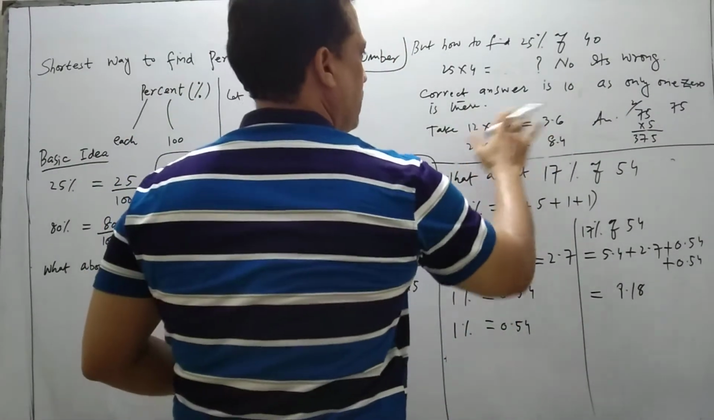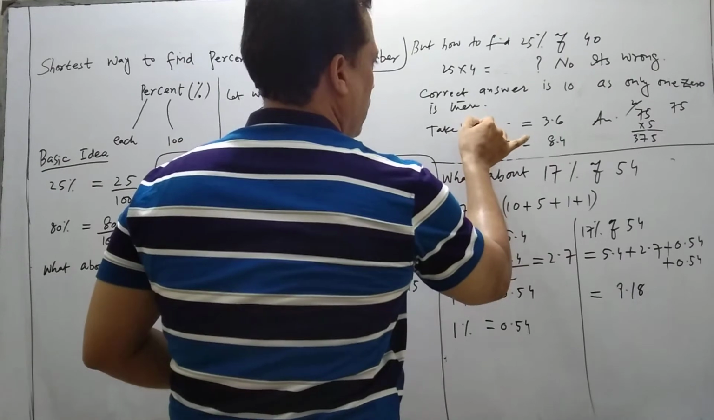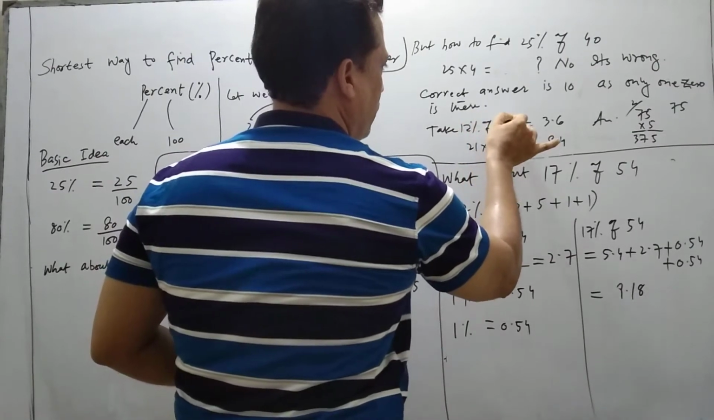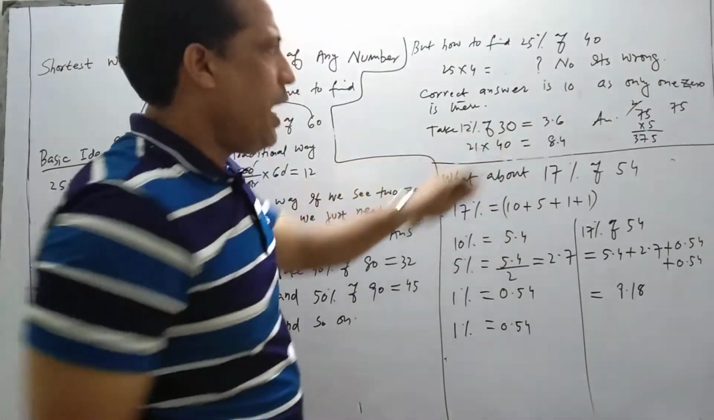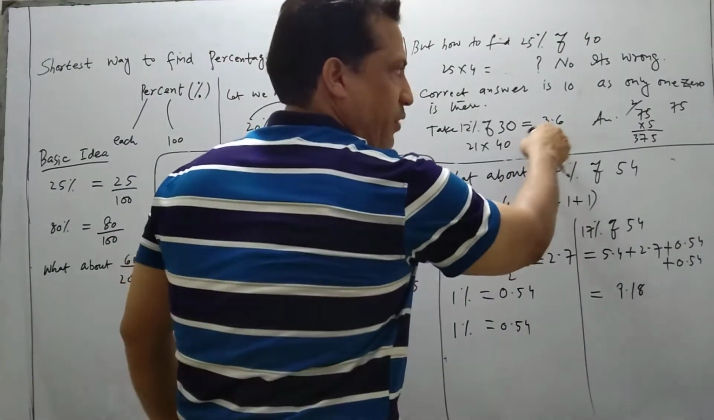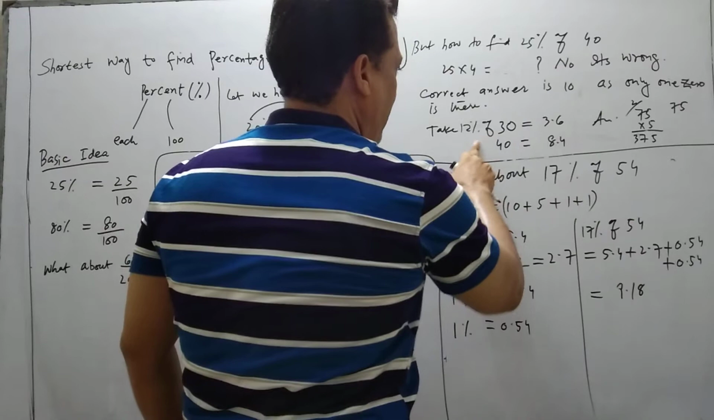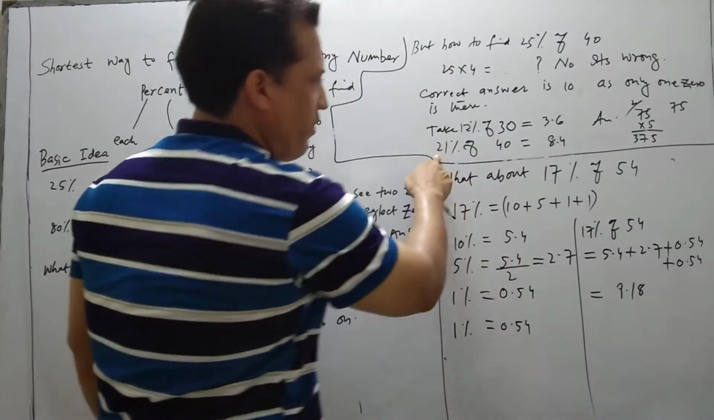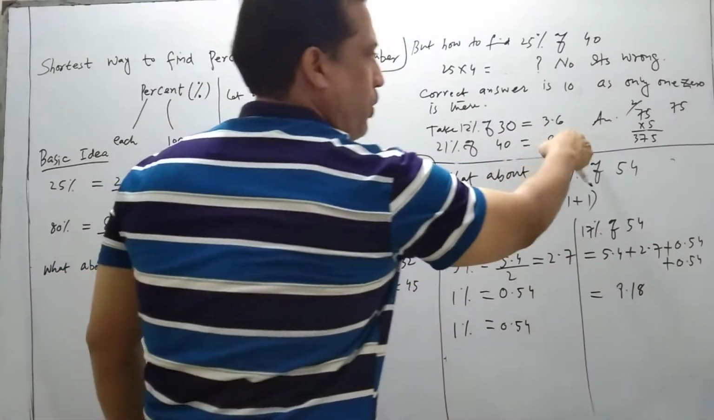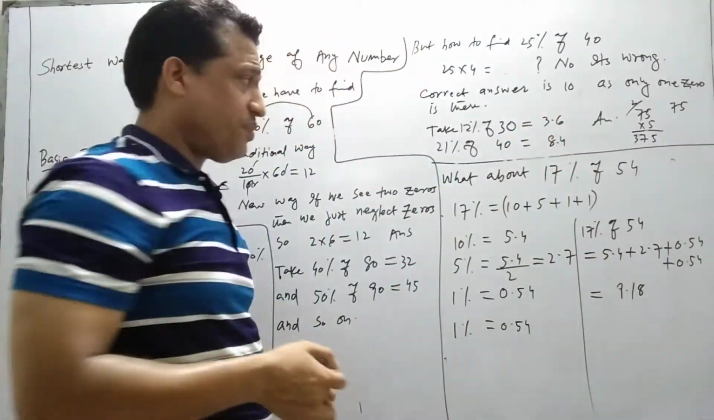If you find 12% of 30, so 12 times 3 is 36, and put the point after the first digit from the right side. If you find 21% of 40, 21 multiplied by 4 is 84, and put the point after the first digit.